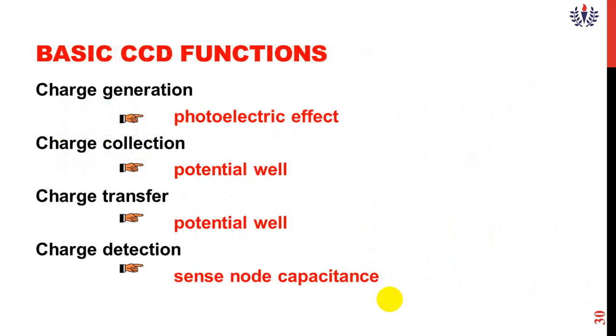Now there are four important functions in the CCD. One is charge generation, second is charge collection, third is charge transfer, fourth is charge detection. In charge generation we use the photoelectric effect, in charge collection they use the potential well, and charge transfer also uses the potential, meaning electric potentials. Charge detection means sense node capacitance.